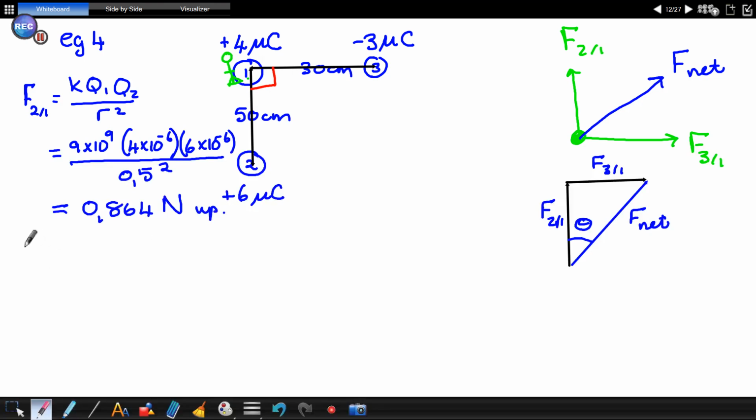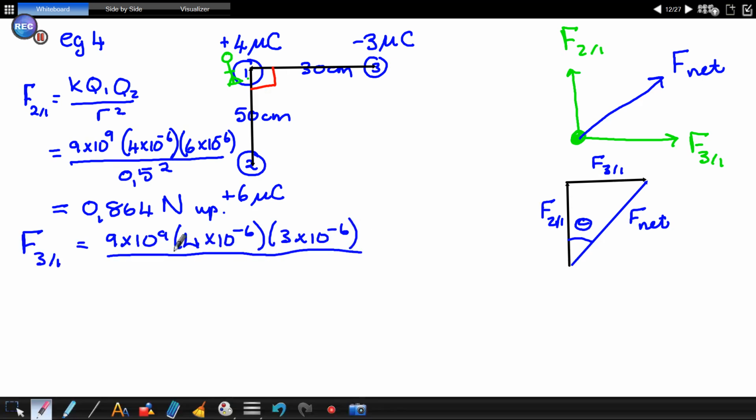Then F3 on 1 is 9 times 10 to the 9 times 4 times 10 to the negative 6 times 3 times 10 to the minus 6 divided by 0.3 squared. And this gives us 6 over 5, which is 1.2 newtons.